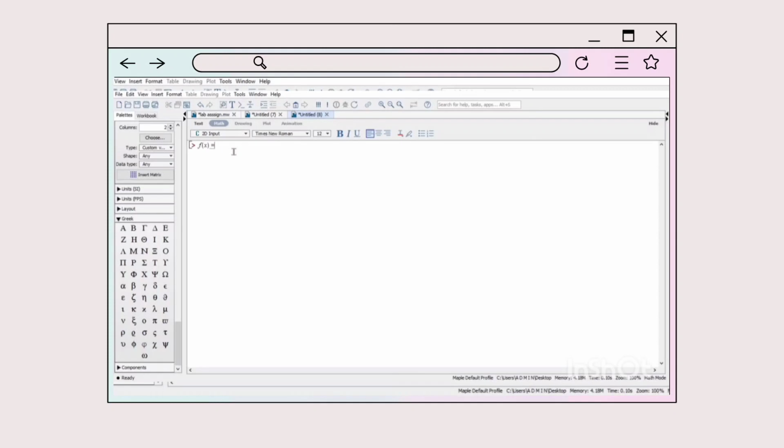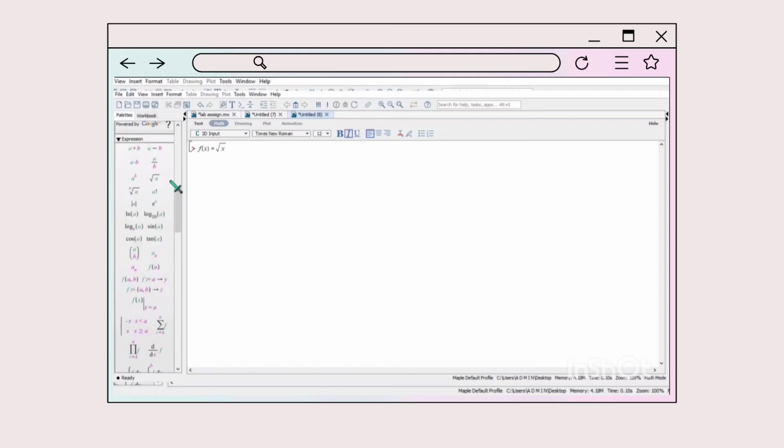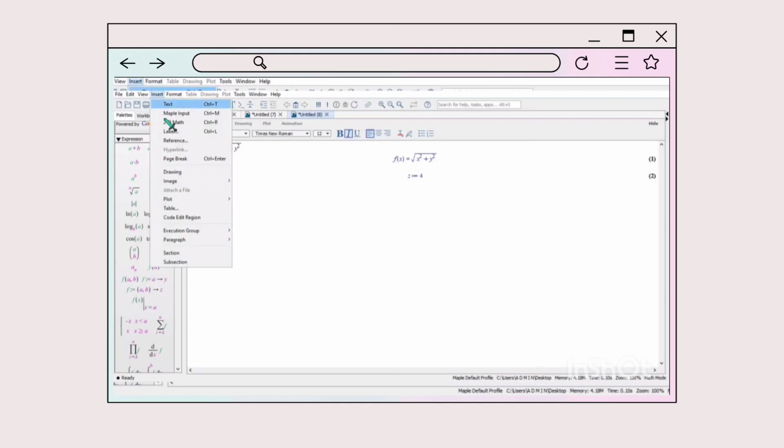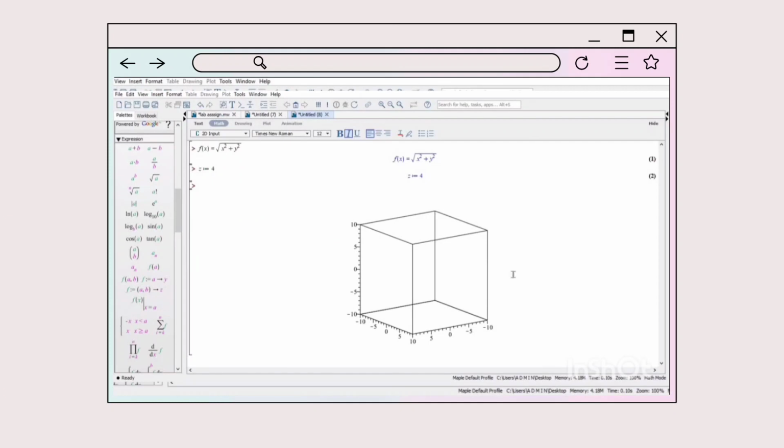f equal to the question given, square root of x squared plus y squared. After that we click enter. It will come out as blue code, and then we input z equal to 4 because the plane given is z equal to 4. Then we will plot the given box. We just need to click Insert and copy this f from the question given, paste it in the box below, and then it will come out like this.